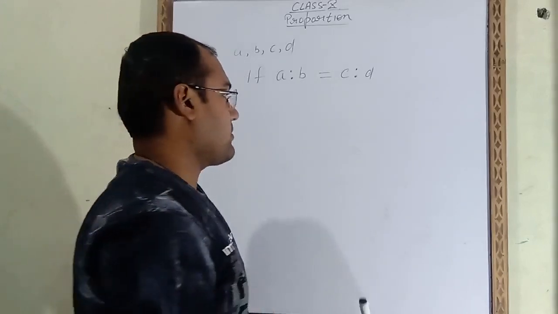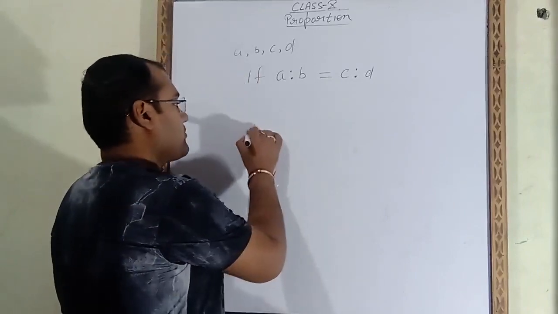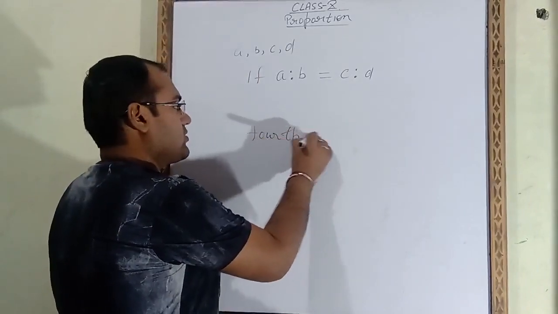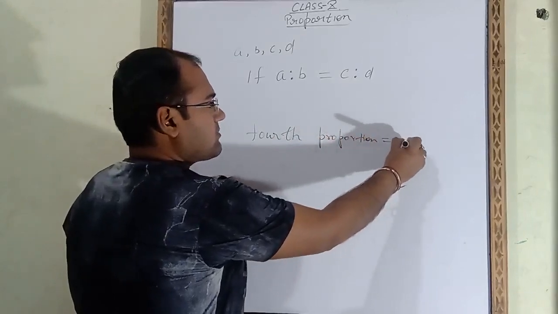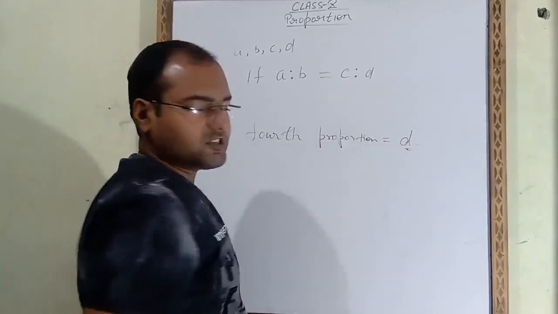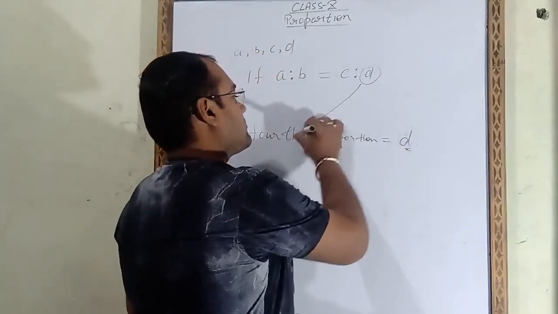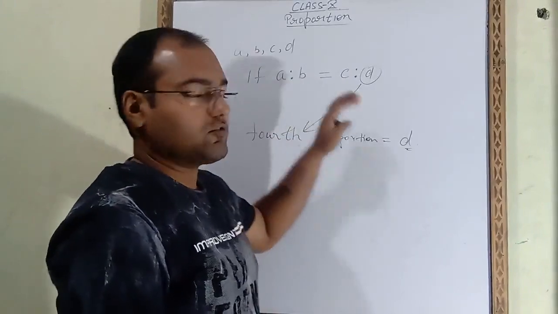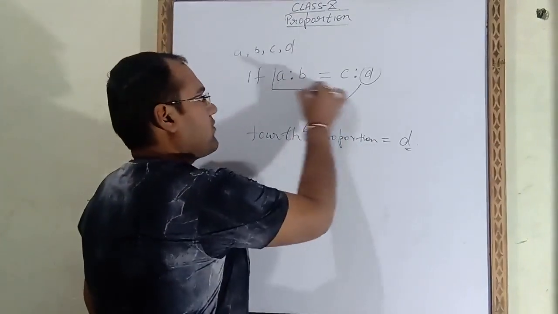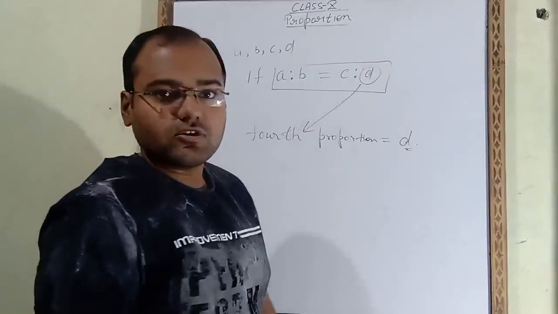Now one more thing you have to remember: if in the question it is asked that you have to find the fourth proportion, fourth proportion means D. That means you have to find the value of D. So D is also called the fourth proportion. This is the formula which you have to use in proportion. What is the formula for proportion? A ratio B is equal to C ratio D.